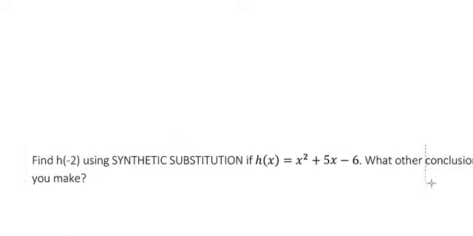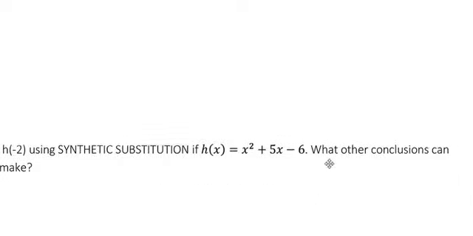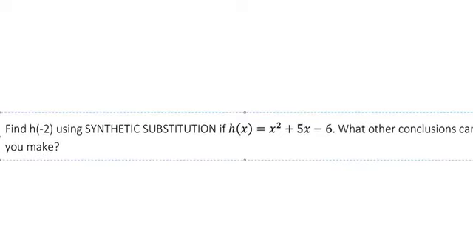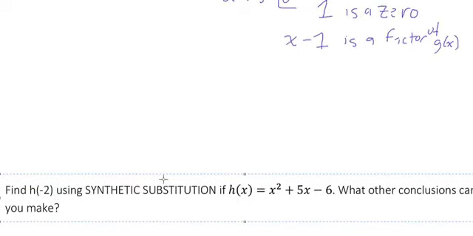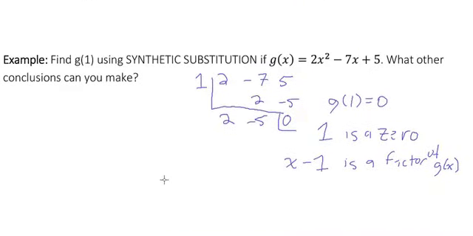So you want to finish this up by trying this example right here. Find h of negative 2 using synthetic substitution, and then what other conclusions can you make after you do synthetic substitution? And you should think back to the conclusions I made on this example.